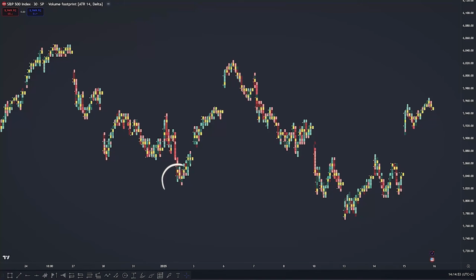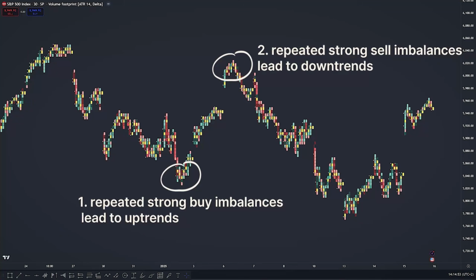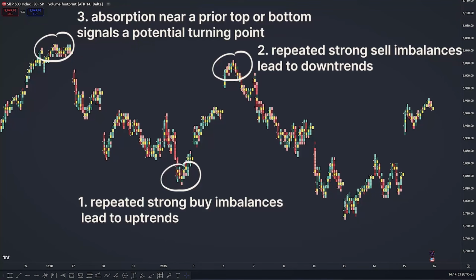So let's recap. You will find that repeated strong buy imbalances lead to uptrends. Repeated strong sell imbalances lead to downtrends. And absorption near a prior top or bottom signals a potential turning point. The advantage is that you do not have to guess. You see how many trades occurred at each price. So if a level is truly being defended by big orders, it becomes obvious on the chart.